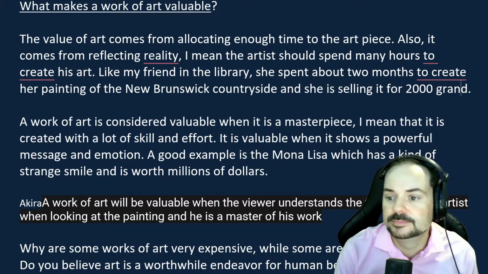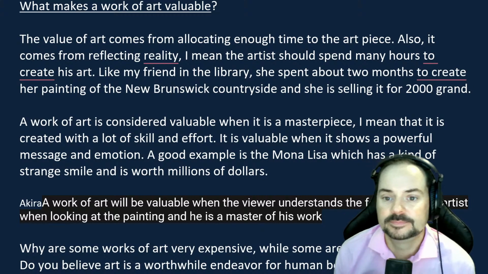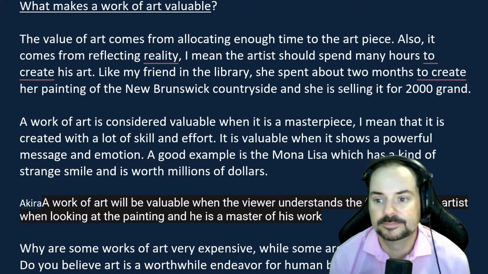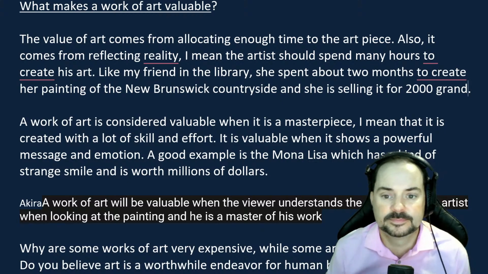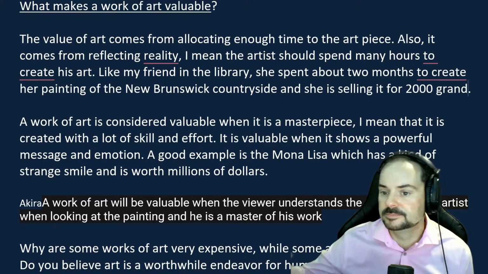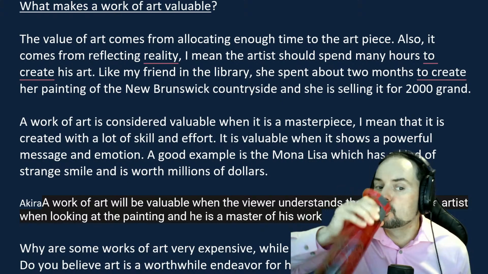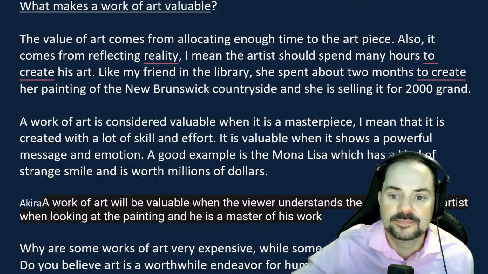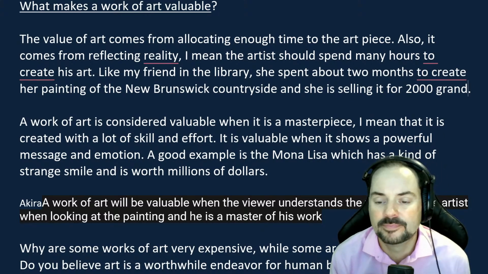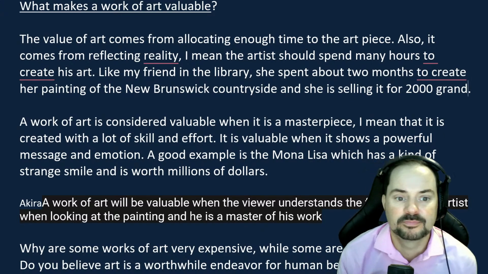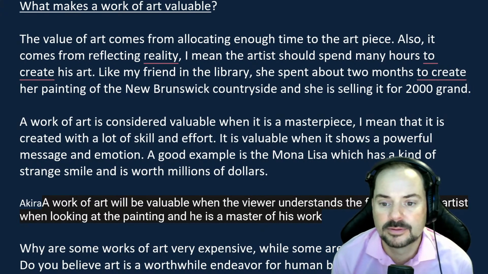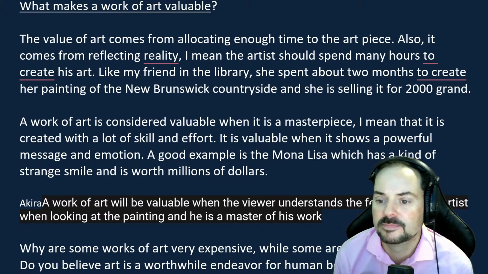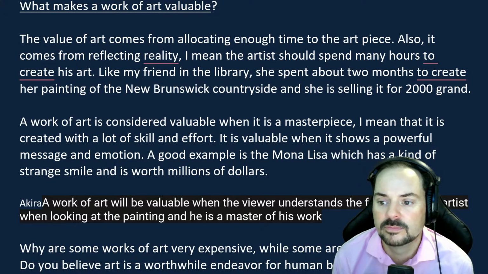The value of art comes from allocating enough time to the art piece. Also, it comes from reflecting reality. I mean, the artist should spend many hours to create his art. Like my friend in the library, she spent about 2 months to create her painting of a New Brunswick countryside, and she's selling it for 2,000 crowns.